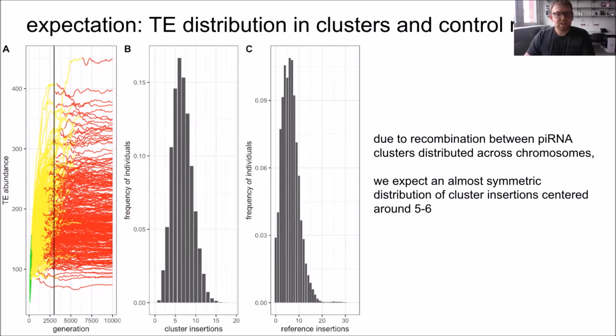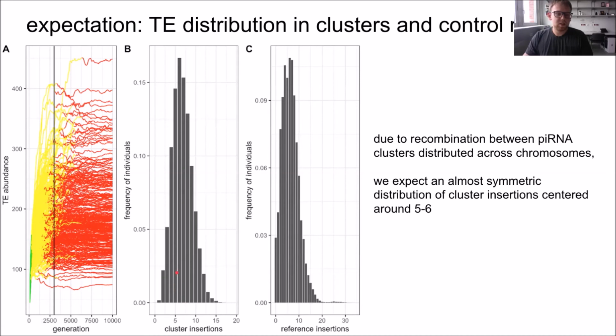And interestingly, this one cluster insertion was not enough. So to really get silencing, to get into the plateauing phase, we see that we need about 5 to 6 cluster insertions.